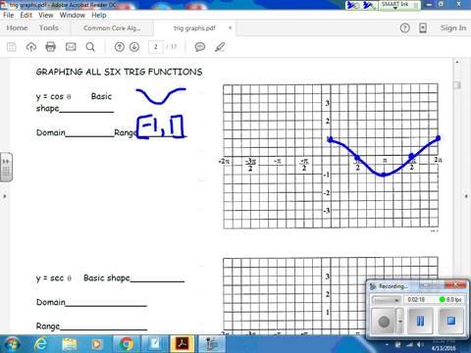Can we write it like -1 less than or equal to y less than or equal to 1? How about that? Because 1 is included.